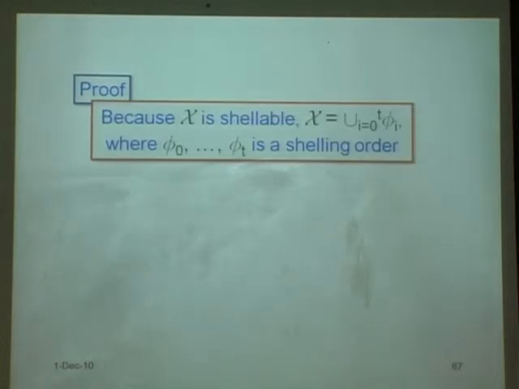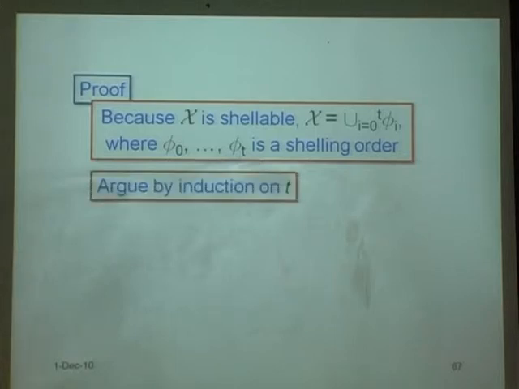So here is where we're going to exploit the shellability. Because X is shellable, we can write it as the union of its facets, and the indexing is the shelling order. So we hypothesize there is a shelling order. Because these are facets, the complex itself is the union of its facets. Now we're going to argue by induction on t.